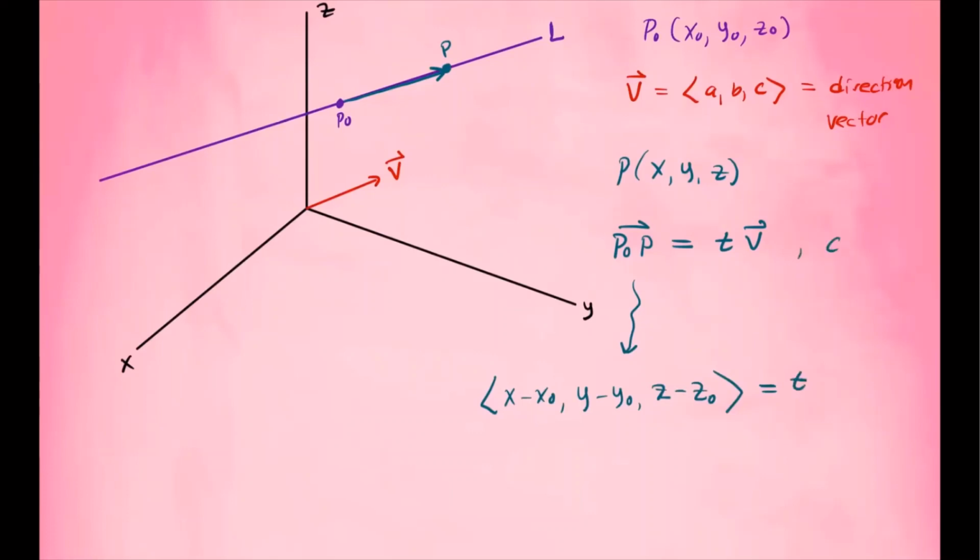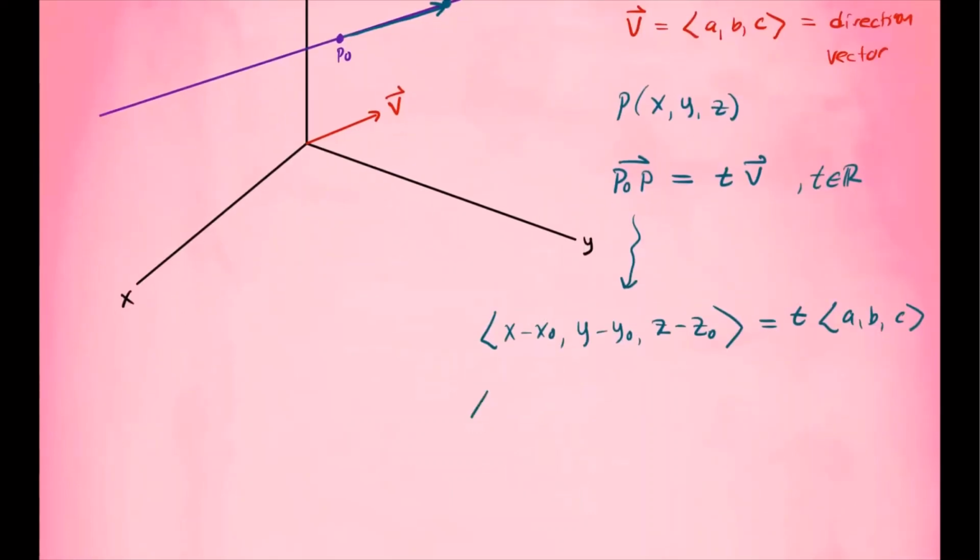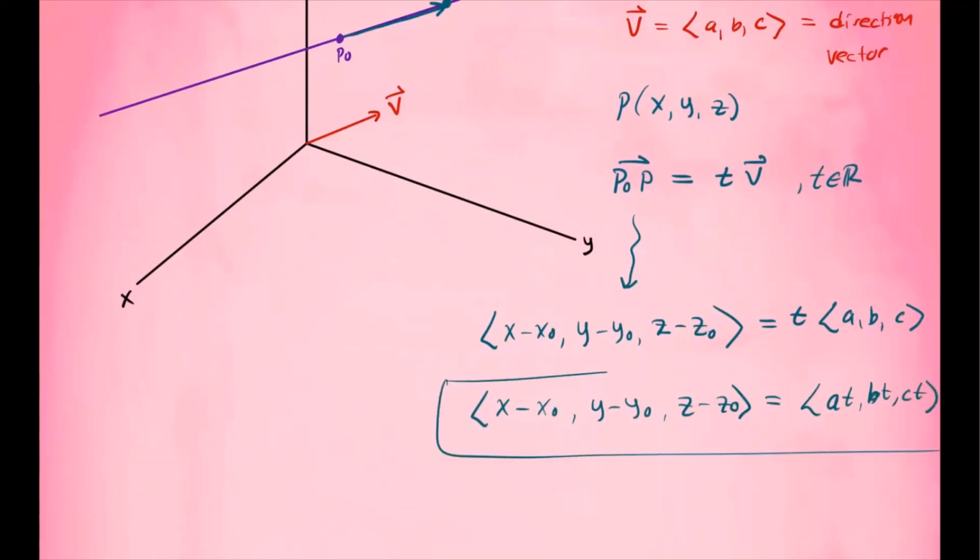So we can say that right here. t is any real number, and t times the direction vector, which has the components a, b, and c. And with further distribution, you can also say that the vector x minus x0, y minus y0, z minus z0 is equal to a times t, b times t, and c times t. So that's your vector equation of a line.